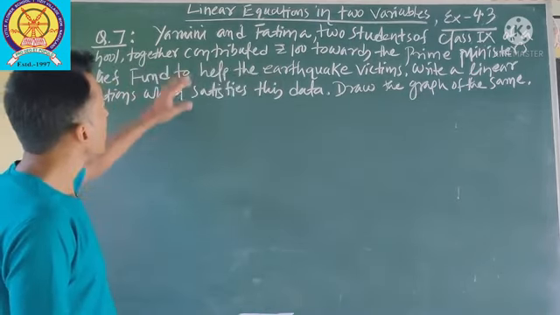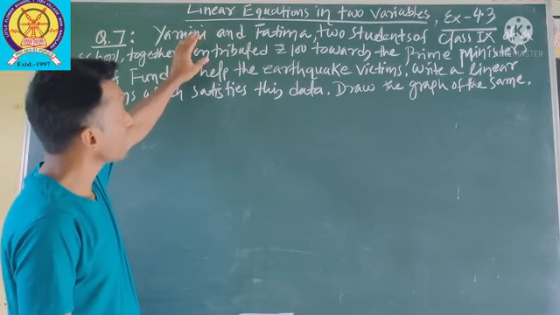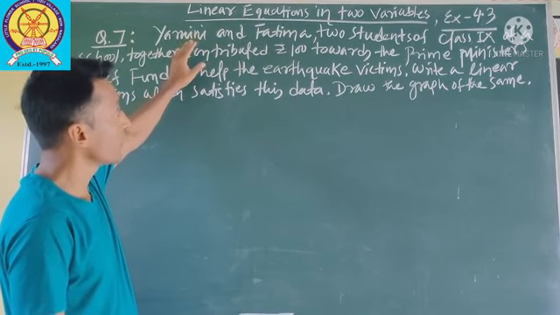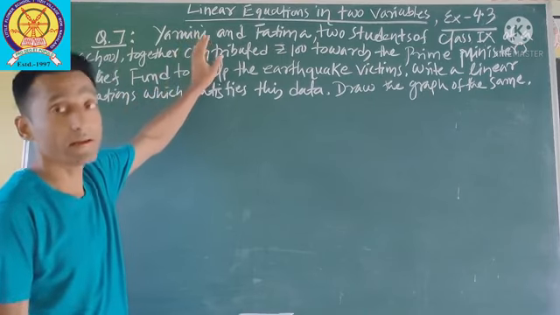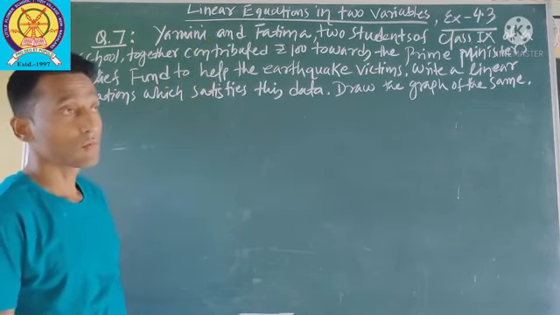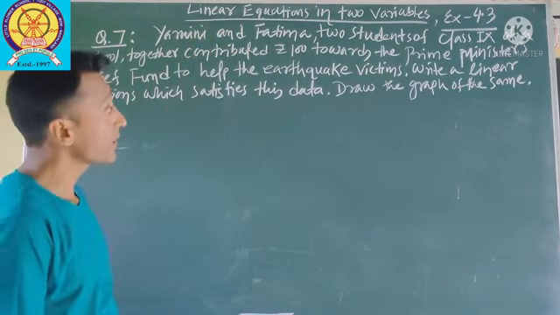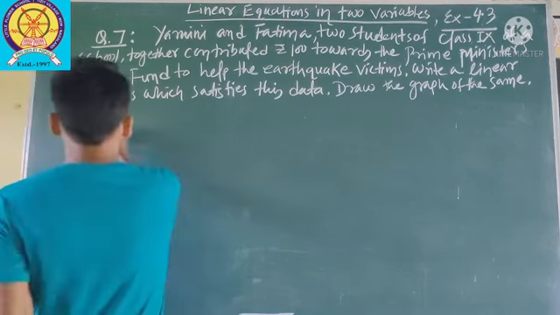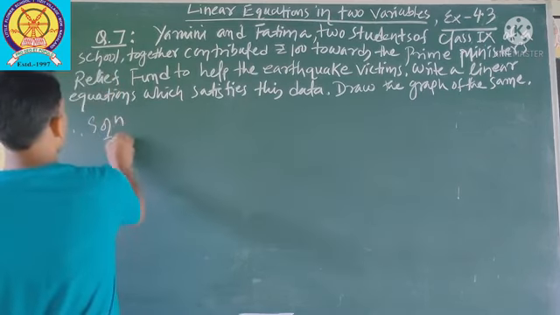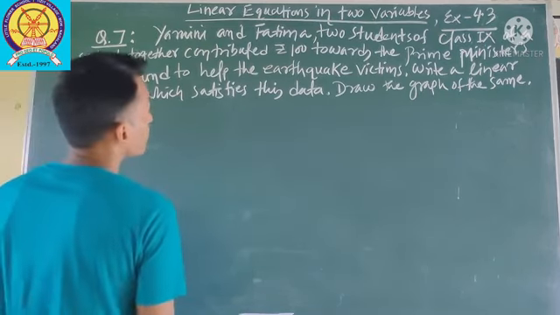First, from the given data or information, you have to write a linear equation. Then you have to draw the graph of that linear equation. So first we will write the linear equation.